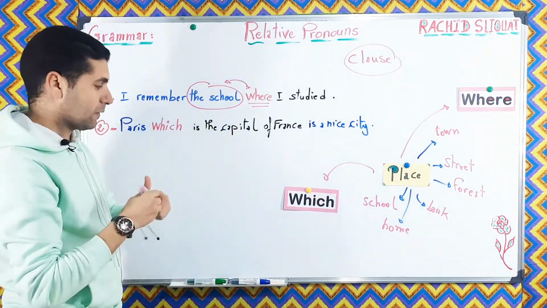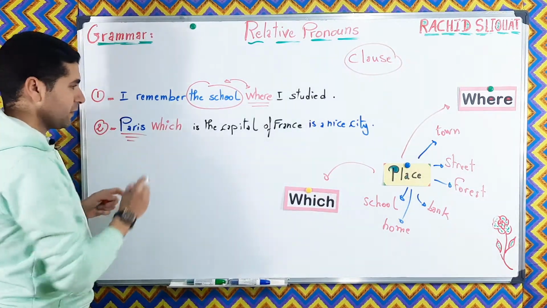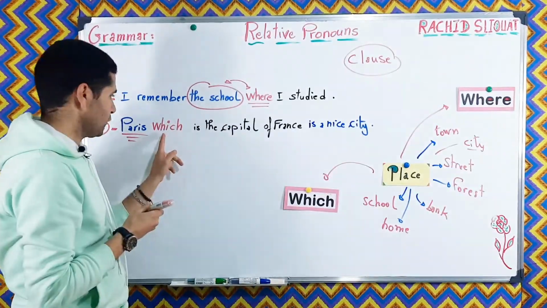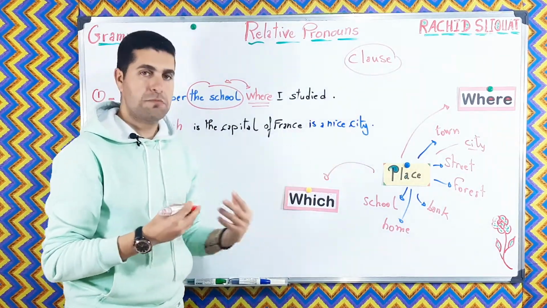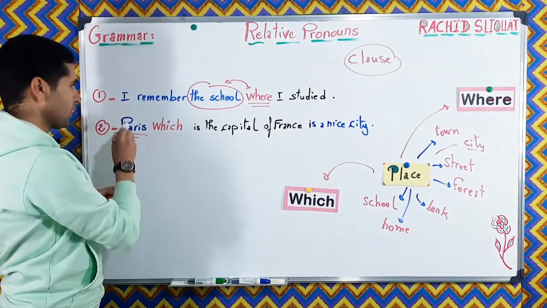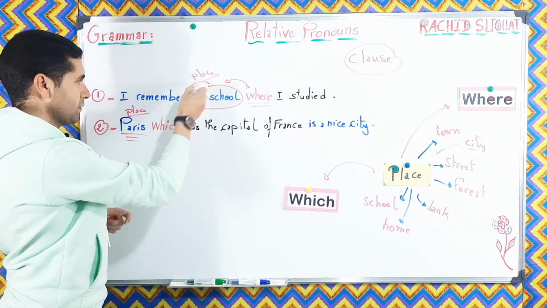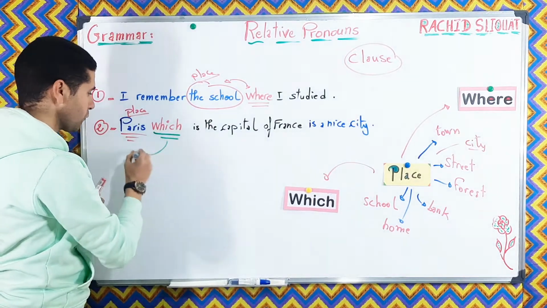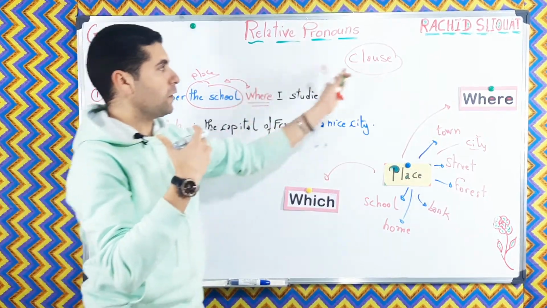This is very simple. Now let's go to number two, Paris. Paris is a city, another place, which is the capital city of France, is a nice city. Now look, here again this is a place, like the school, both of them places, but here we are using which, which with place.